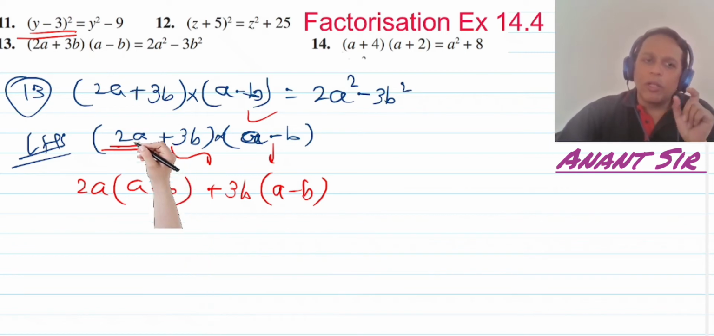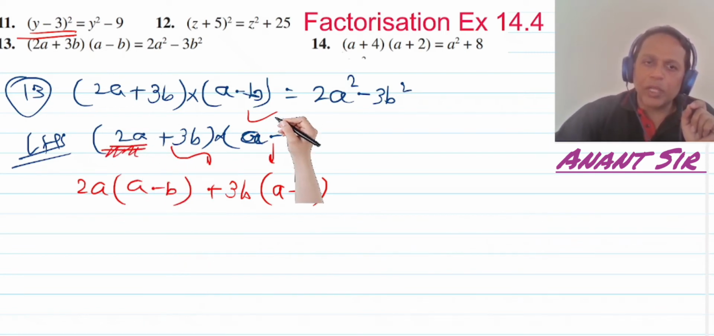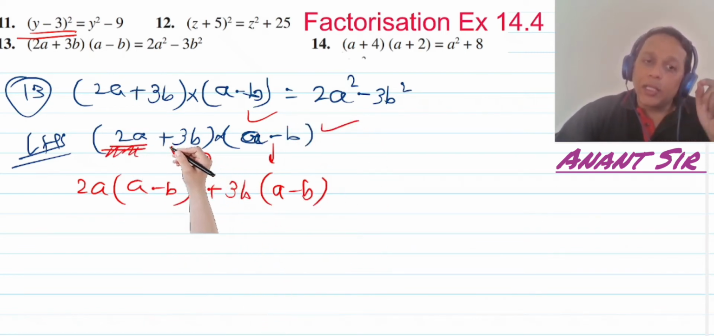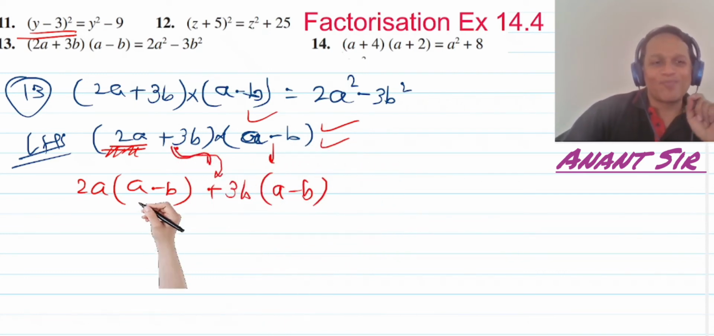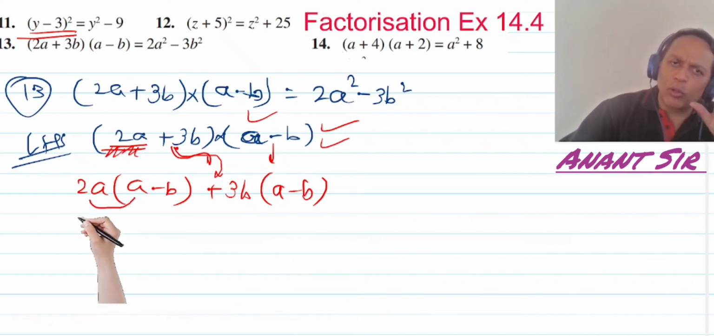So what we did actually, first term 2a into second bracket, then the second term, whatever the sign was, and then again into second bracket. Now we are going to multiply this. I am going to do it step by step.